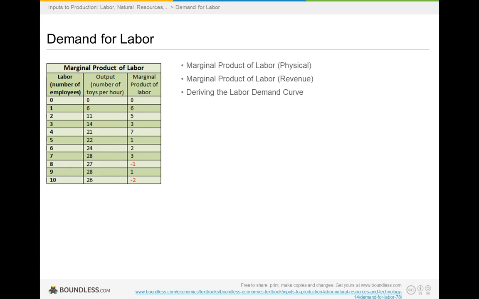So whatever change has happened in the revenue, if it's gone from making $100 and with this new employee we're making $200, the change is 100. 200 minus 100 is 100. And we've changed by one employee, so 100 divided by 1. So that would be the marginal revenue product of labor.